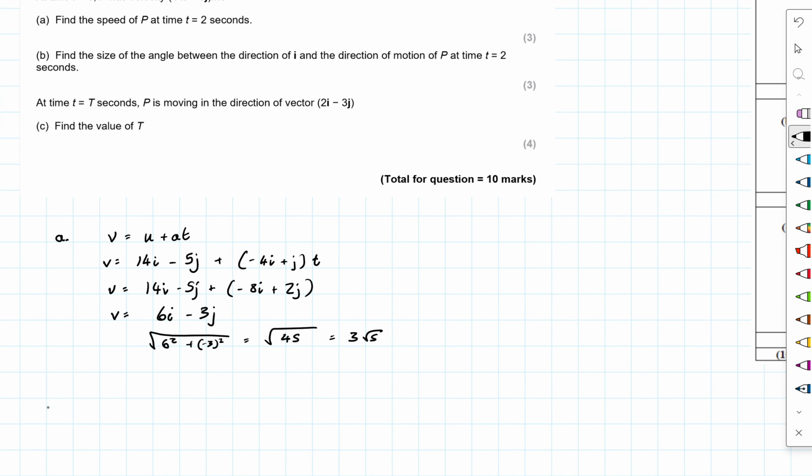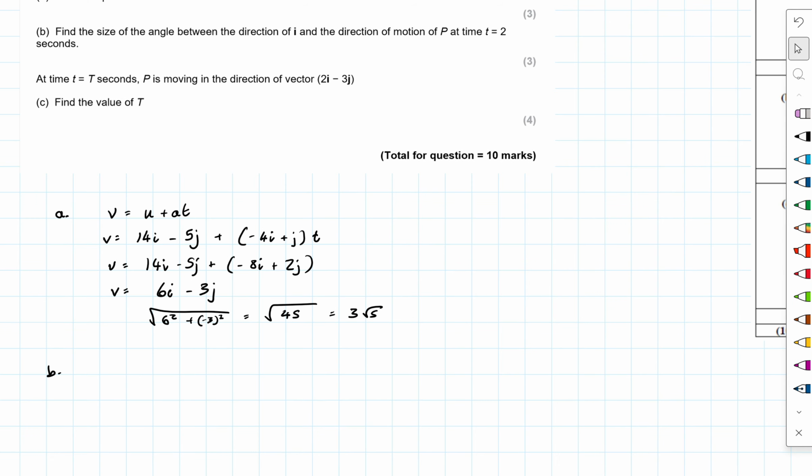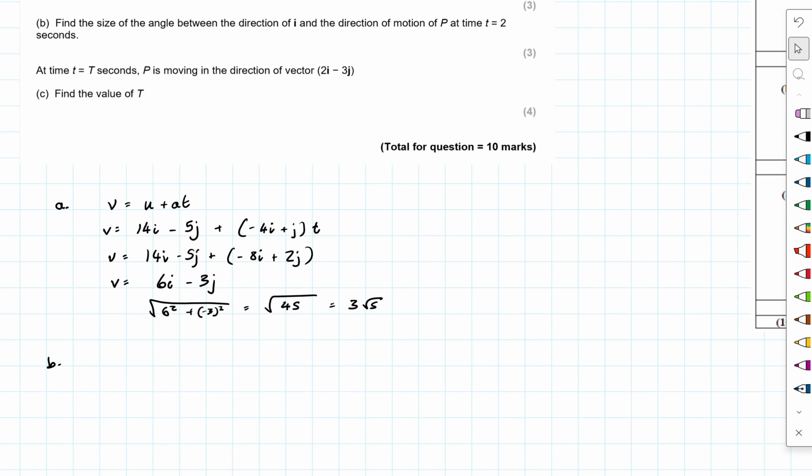That's my speed at t equals 2, and now it asks me to find the angle between the direction of i and the direction of motion of P. So a couple of things to clarify, which people definitely weren't 100% certain on when going through this question. First of all, how do we find the direction of motion of P? Well, we know what the motion of P is. We know that it's 6i minus 3j. Let's write that here.